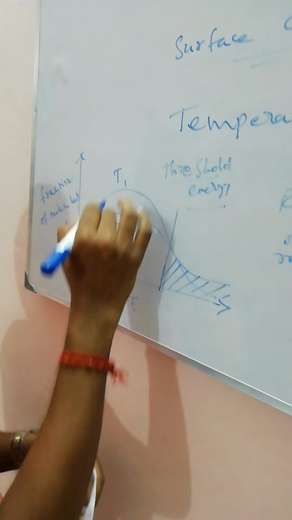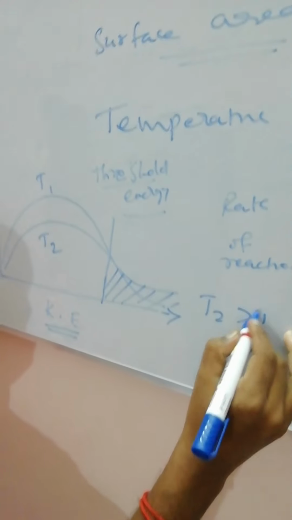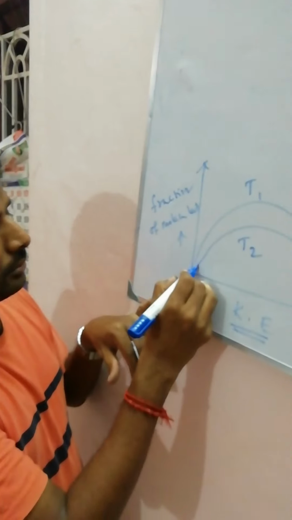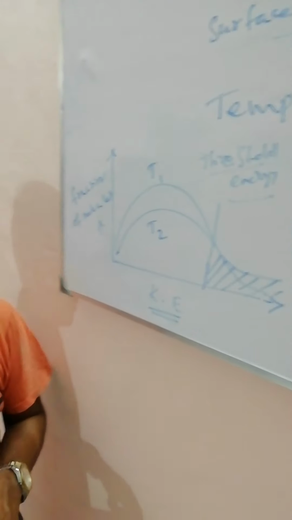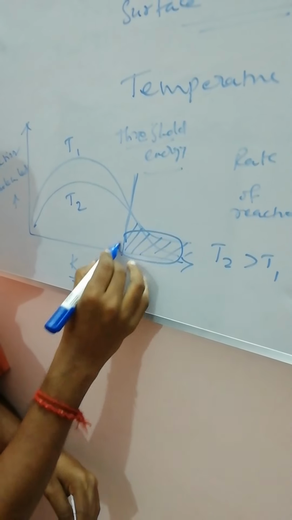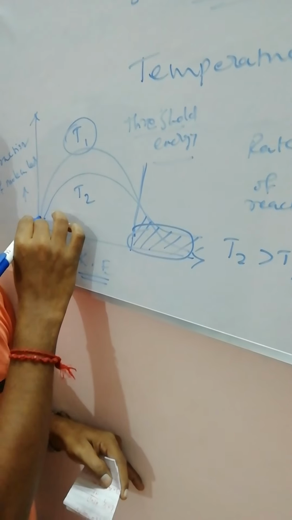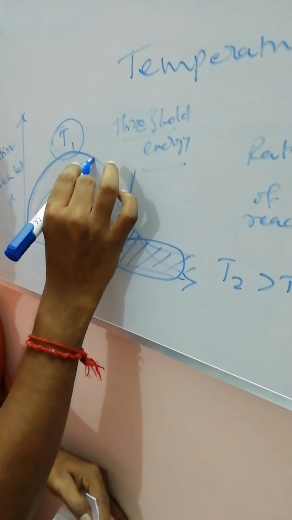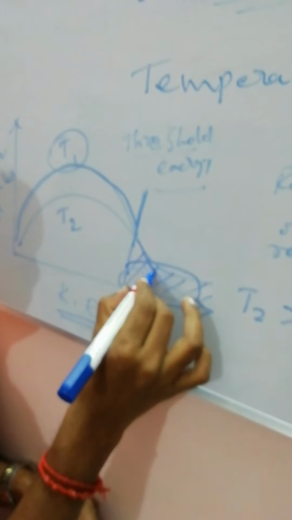T2, T1, C, kinetic energy. T2 is greater than T1. If the temperature T2 is greater than temperature T1, if the temperature is more, the particles gain more kinetic energy, so they easily cross the potential barrier and give high yield. Where the temperature is less, it will take a lot of time, and the particles slowly reach the potential barrier and the yield is also less.